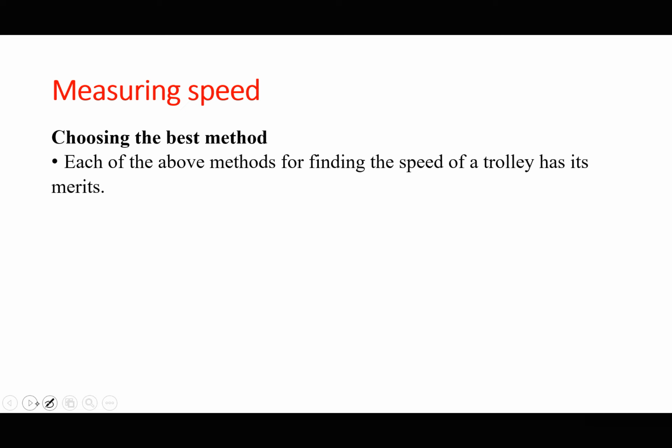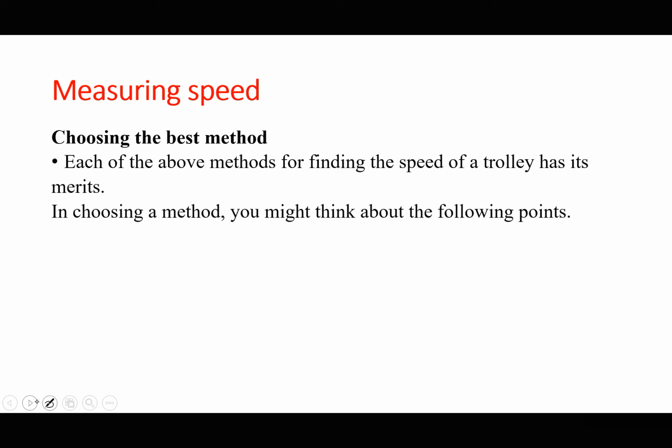Remember, all these are aiming at determining time because the distance is very easy to determine using a measuring tool such as a meter ruler or a tape measure. So we are aiming at ensuring that the time measured is as accurate as possible in that case. So each of the above methods could be having some merits. That is, it has some advantages. So in choosing a method, you may think about the following points.